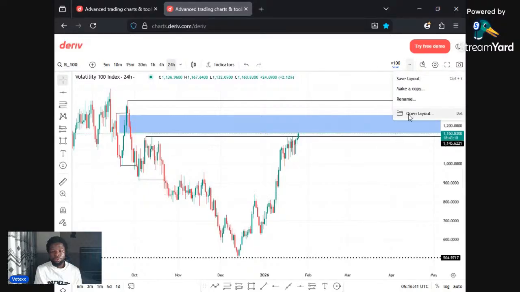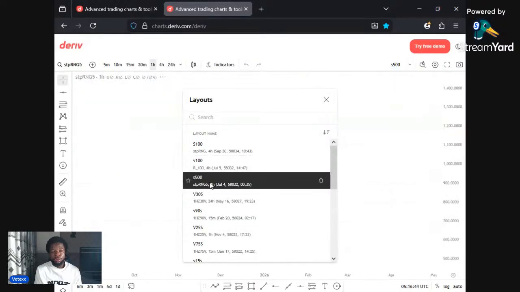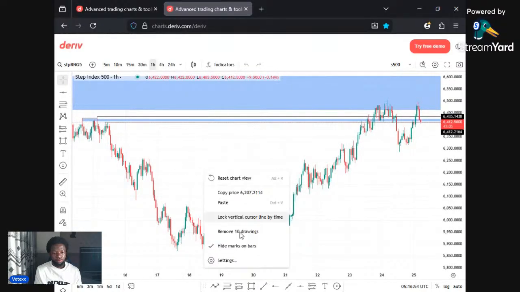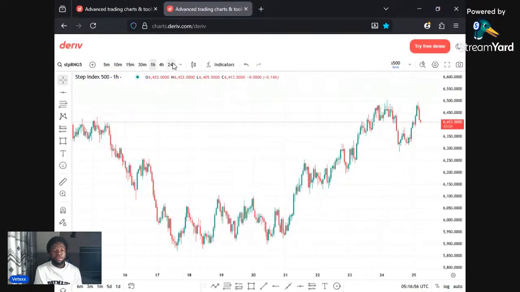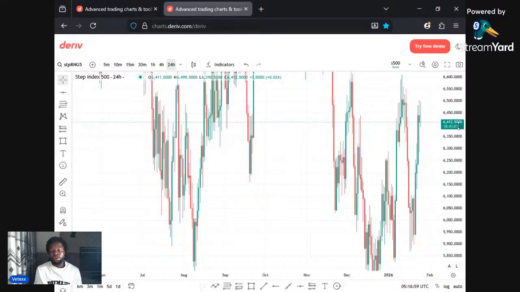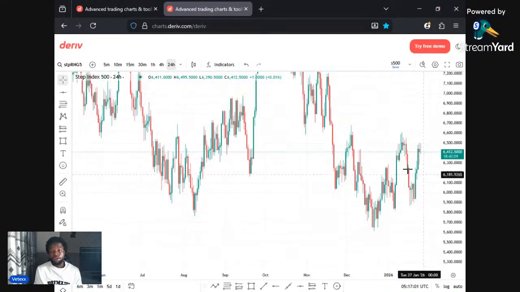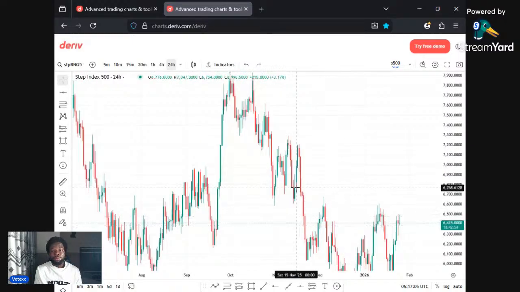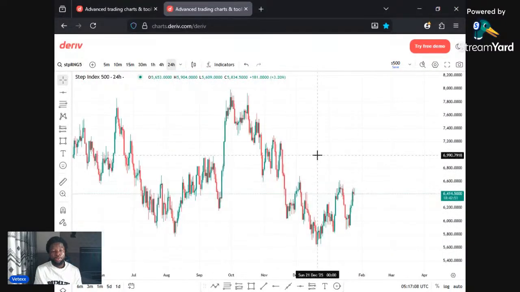Now we are going to be moving to the next pair on our list, which is the Step 500 index. So what do we have on Step 500 index? Quickly, let's rush through it. Step 500 index is bearish on the weekly time frame, and on the daily time frame, it's on a bearish move too. But we need a continuation that aligns with our trading pattern on either the 24-hour time frame, the 4-hour time frame, and the 1-hour time frame.